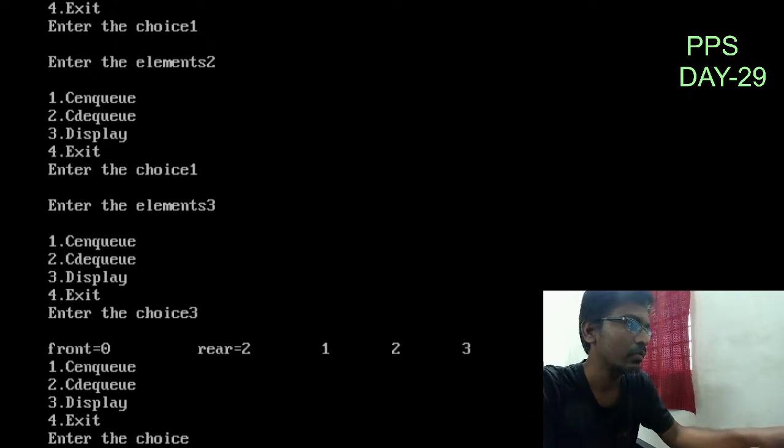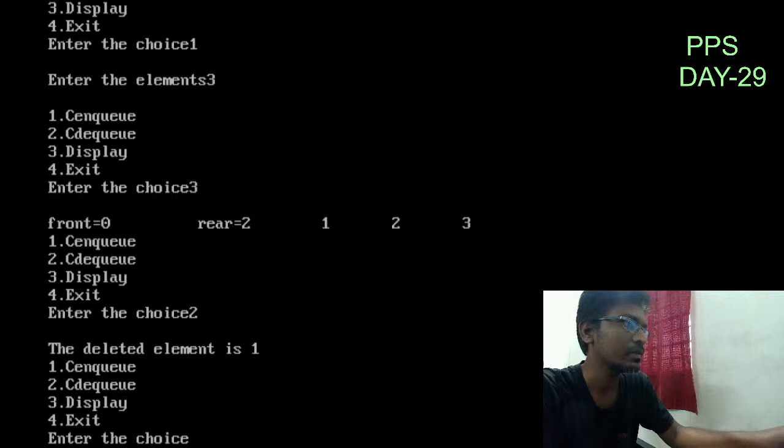So next, while deleting elements from the circular queue, the front value will be incremented, and the rear value will be pointing to the same position. Now let us observe the DQ operation. So the first element will be deleted. Now we have to display.